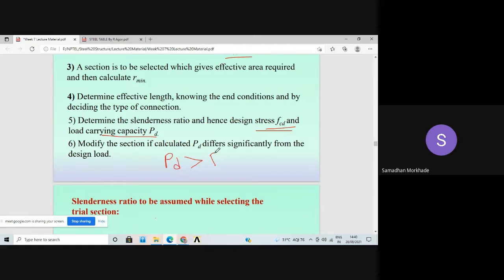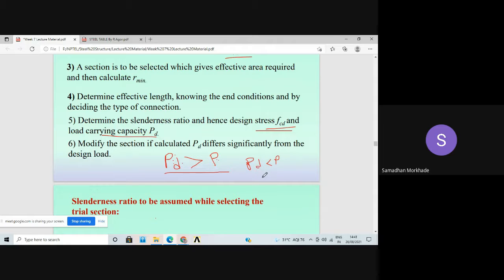This is the first condition: the design strength of the section is more than the load coming on the section. If PD is close to P or slightly more than P, no problem. If PD is less than P, it means our section is going to fail. We have to revise the sections, increase the section, and calculate PD again.